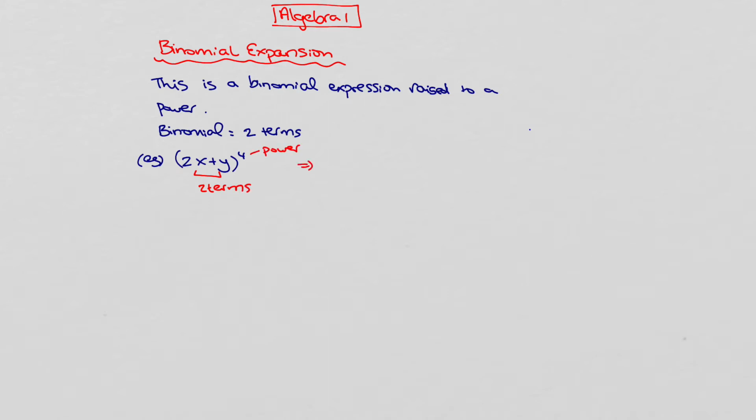So basically what that would mean is that we would have to take 2x plus y and multiply it by itself 4 times. And this can become very tedious and quite long to do. So essentially what we're going to use is what's known as the binomial theorem to expand it. So it's a nice, neat way of expanding it.